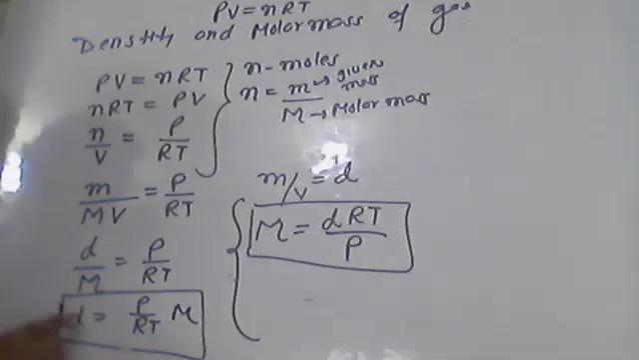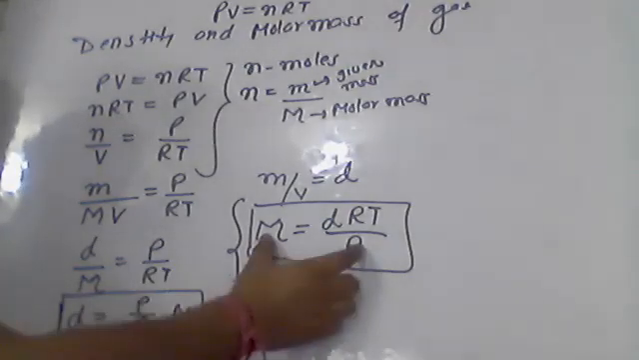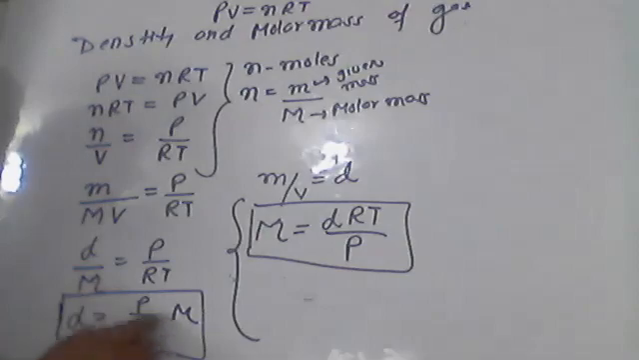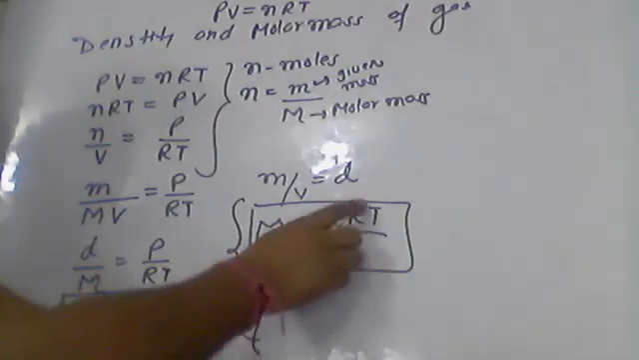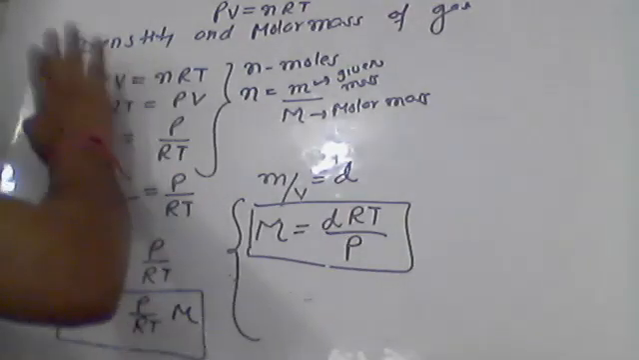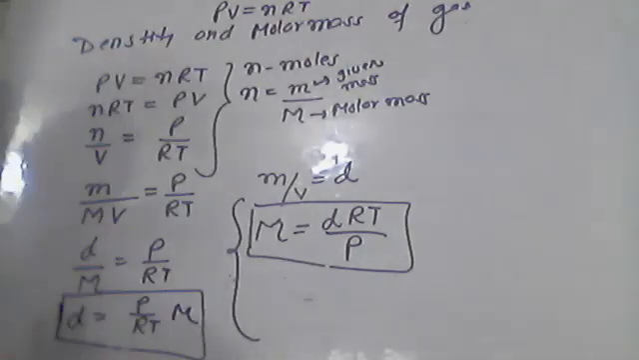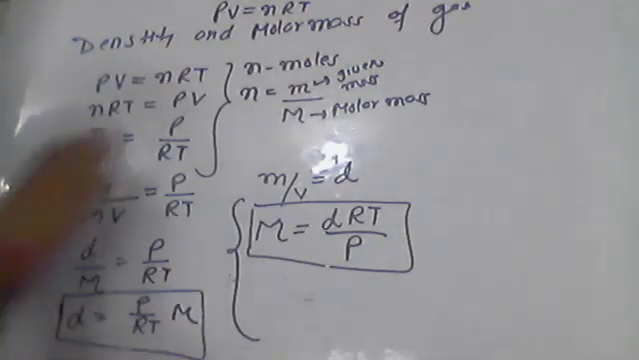You can get a question on density, and you must know the final relation for solving the numericals. d = PM/RT, and M = dRT/P. So this way we can find the density and molar mass of a gas. I hope so. It's very simple.